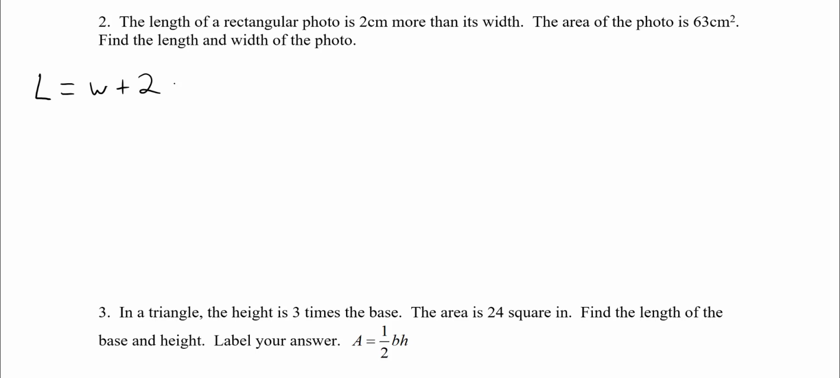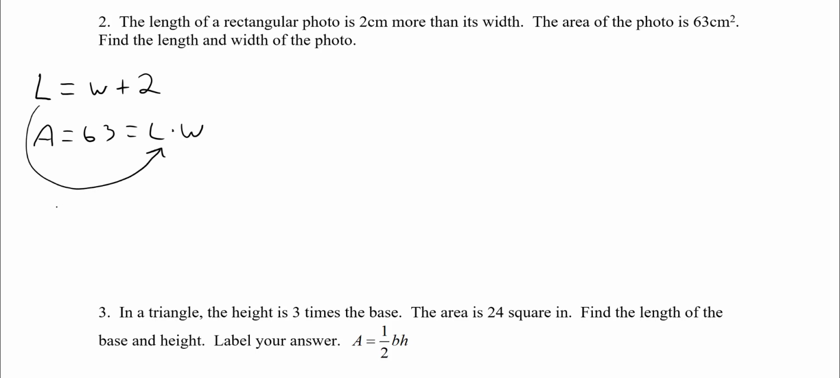Okay, so if I said it's 2 meters less, you're going to say W minus 2. So just keep it first and you got your first equation here. All right, the area of the photo is 63 centimeters squared. So remember, area equals length times width. So I'm going to take that length and I'm going to plug it into that L there.